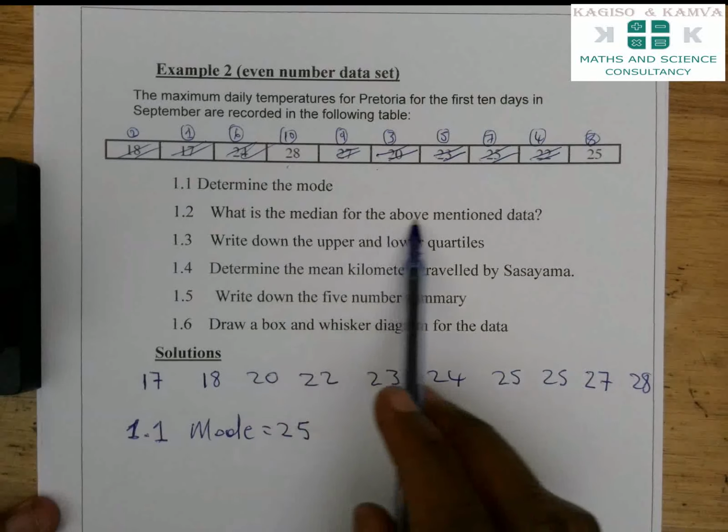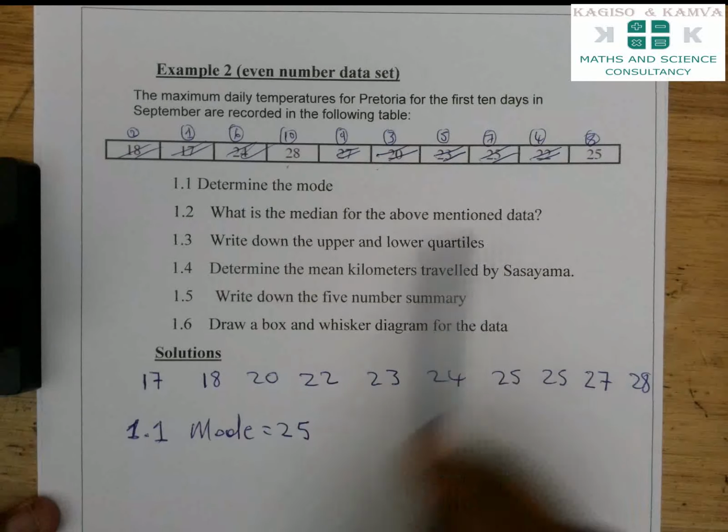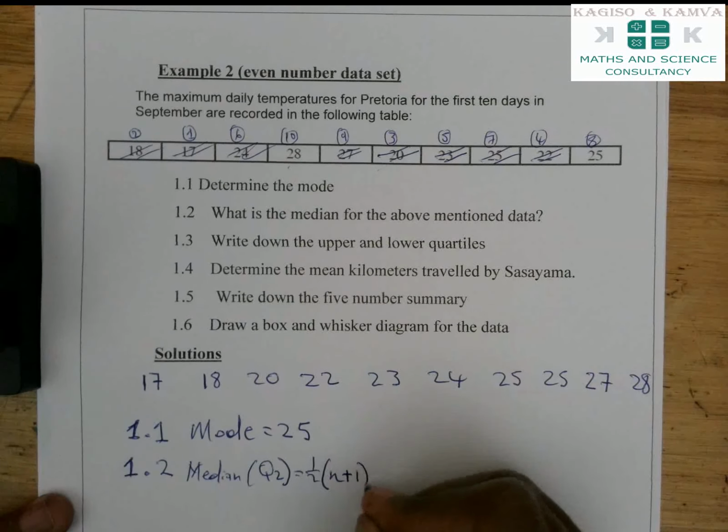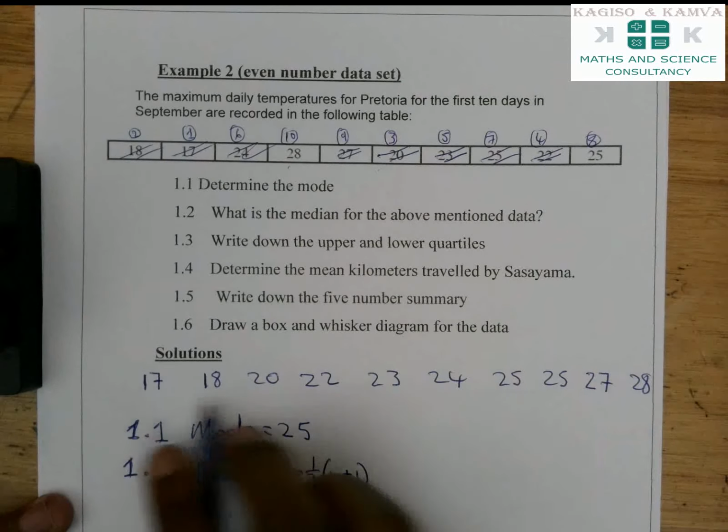What is the median of the above mentioned data? Okay, 1.1.2. Let us say we're to use the equation for the median. So for median, don't forget here we just get the position of the median in this data set by using this formula. So what is n? 1, 2, 3, 4, 5, 6, 7, 8, 9, 10.